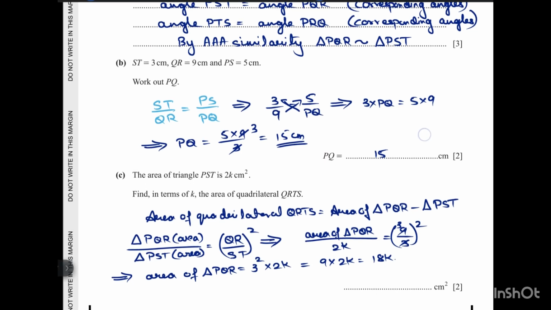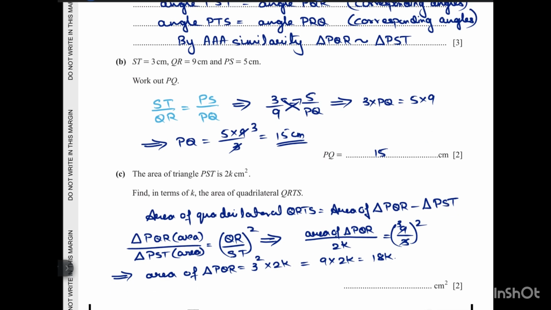Now the area of quadrilateral, we need it now. Final. So area of quadrilateral QRTS will be 18K, which we have seen, area of triangle PQR, minus area of triangle PST, 2K. So 18K minus 2K is 16K. So 16K centimeter square is the area of the quadrilateral.